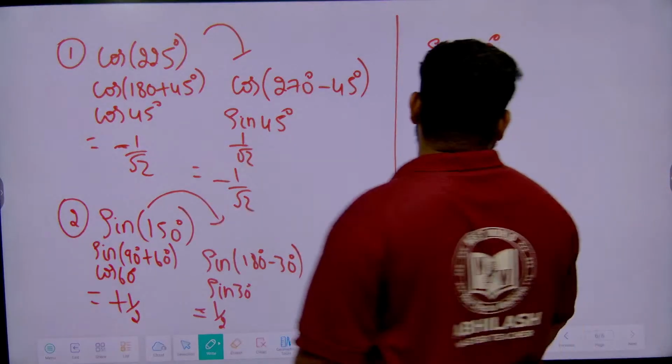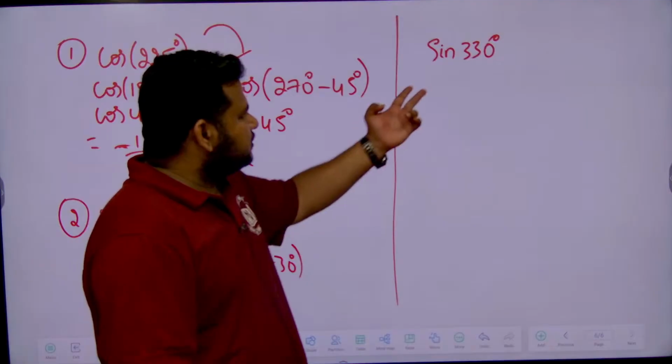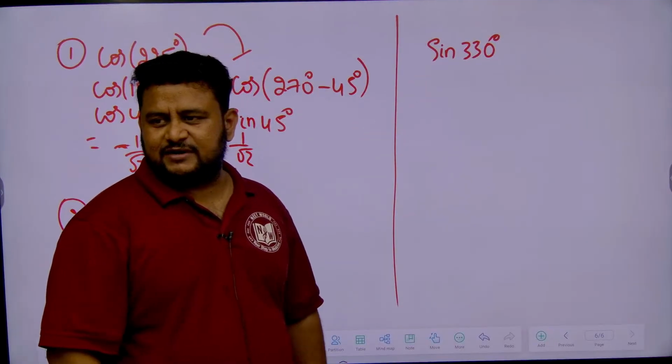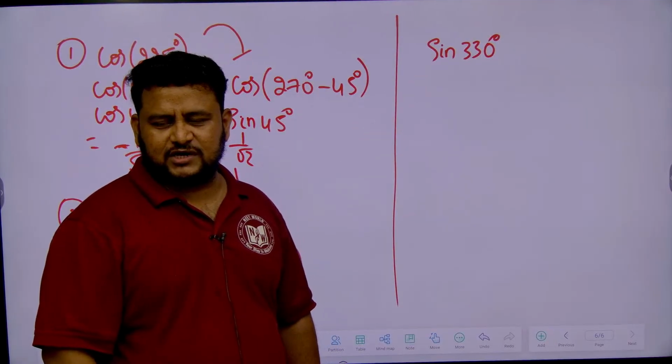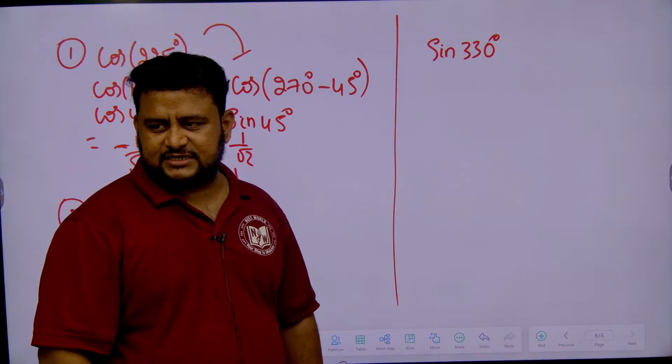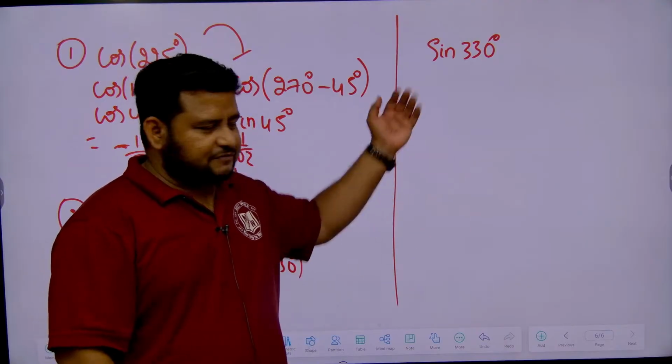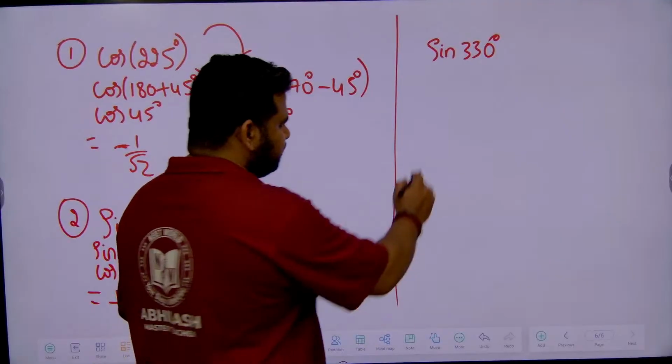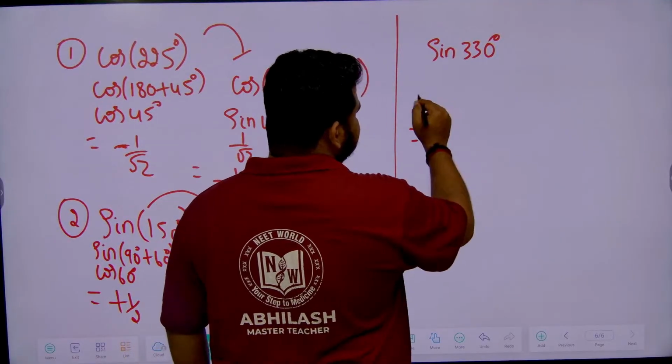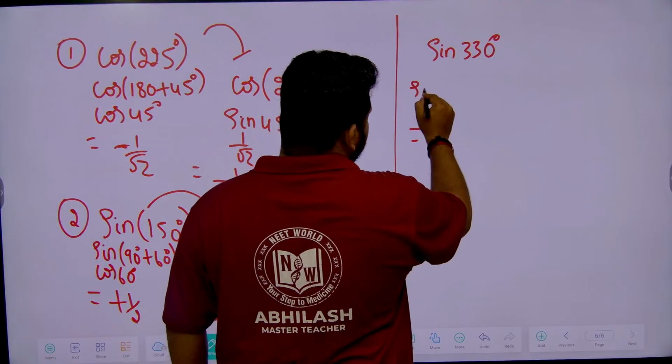Okay, sin 330 degree. 330 degree is in which quadrant? Fourth quadrant. In the fourth quadrant, what is positive? Cos and its reciprocal secant are positive. But we are having sin. So our answer will definitely be negative. So 330, I can write in 2 ways.